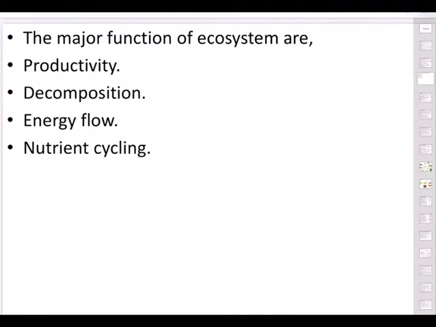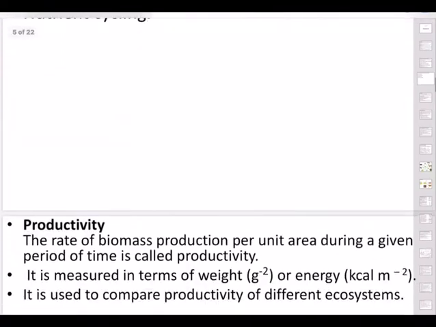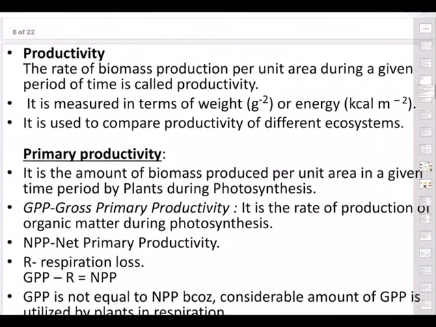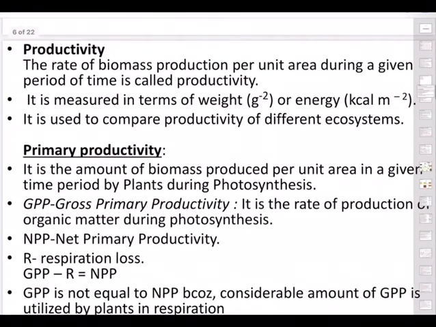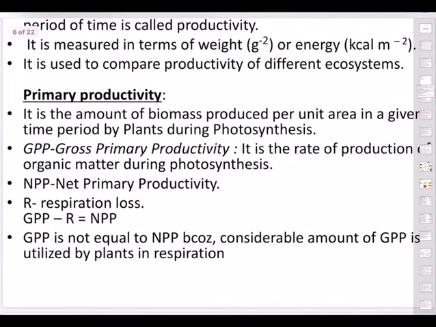And it has the following types. What is that? Primary productivity. So, what is primary productivity? It is the amount of biomass produced per unit area in a given time period by plants during photosynthesis. So that is the definition of primary productivity. We are dividing the ecosystem into units, so per unit area, how much biomass is produced, and in a given time, how much. And the process, of course, is photosynthesis.